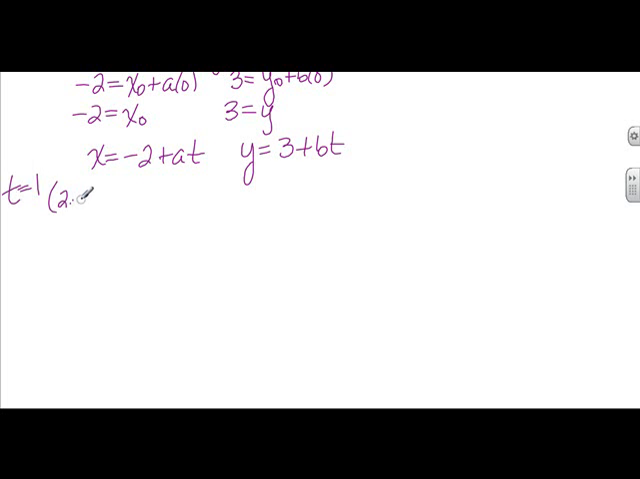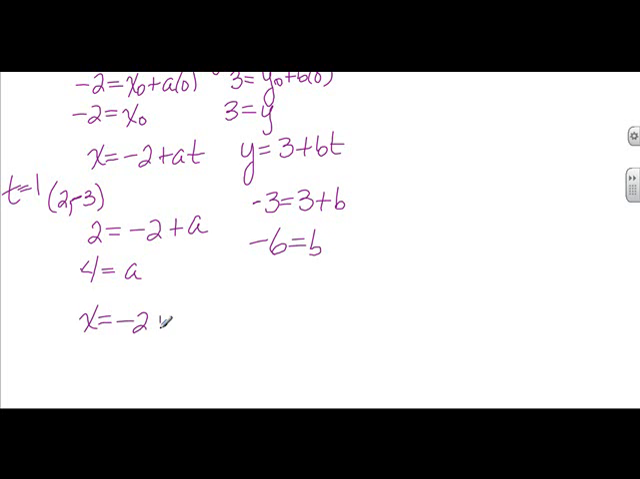So if I let x be 2 when t is 1, I can solve for a. Aha. So 4 is equal to a. And if y is negative 3 when t is 1, then I get negative 3 is equal to 3 plus b, negative 6 is equal to b. Aha. So my equations, negative 2 plus 4t and 3 minus 6t should work.